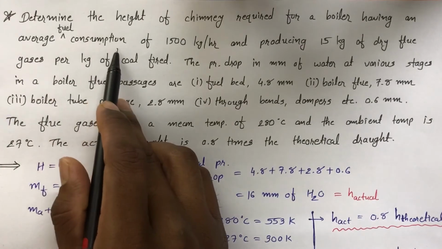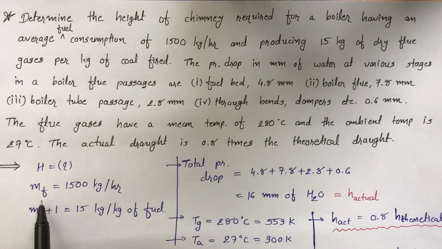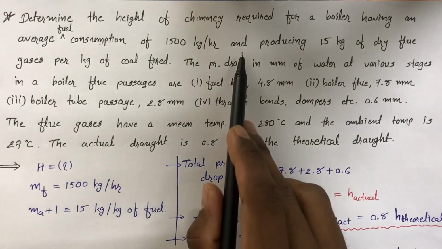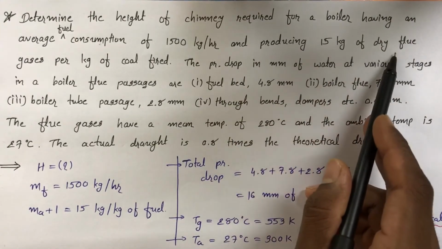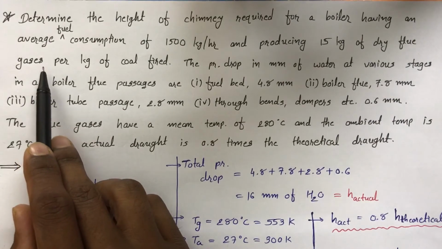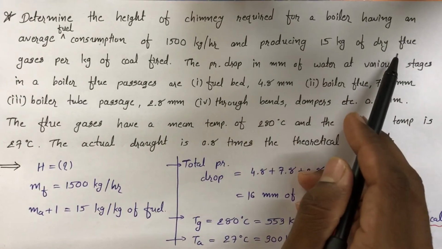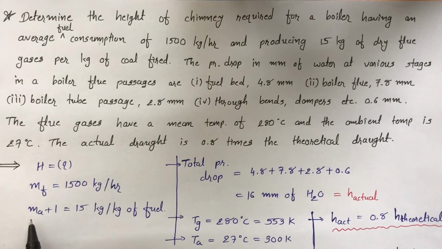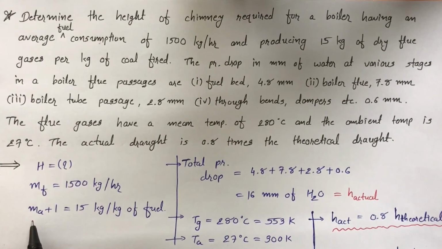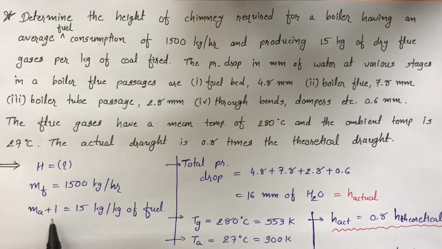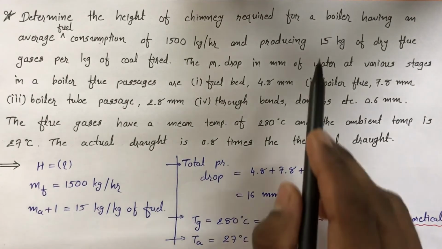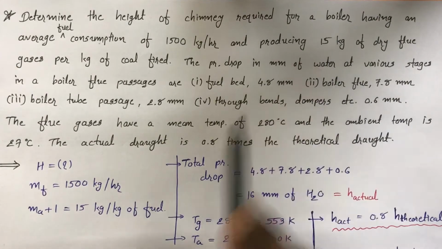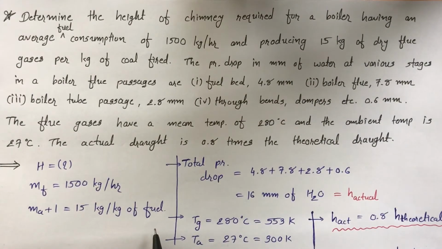Average fuel consumption is given. MF is equal to 1500 kg per hour and producing 15 kg of dry flue gases. Here mass of flue gases is given. If you take Ma is equal to mass of air supplied per kg of fuel, then mass of flue gases will be Ma plus 1. So Ma plus 1 value is given to you, 15 kg per kg of fuel.